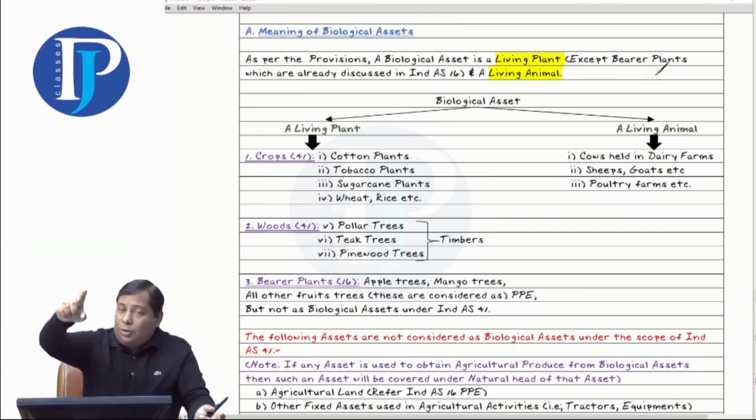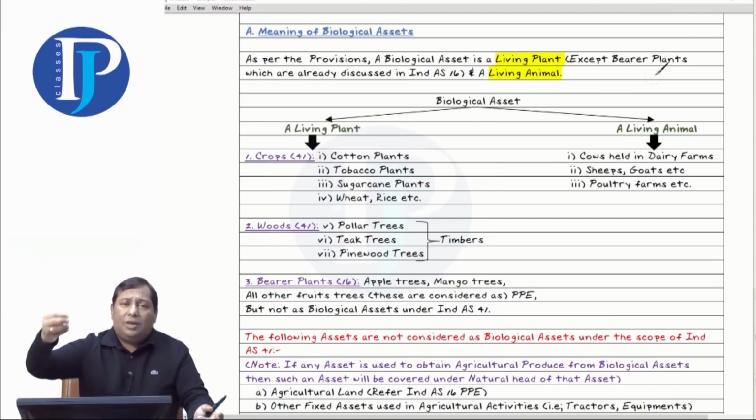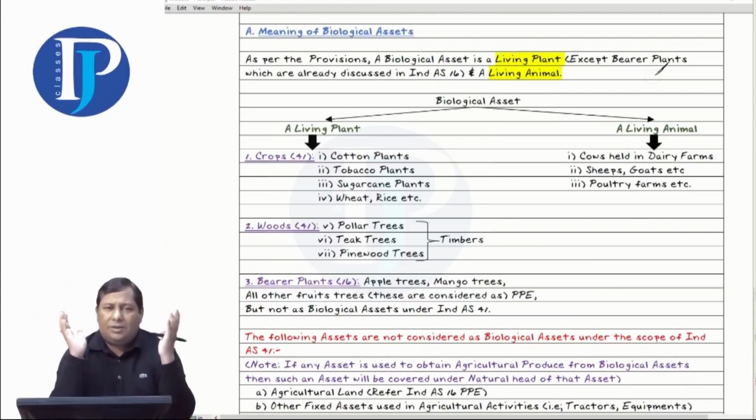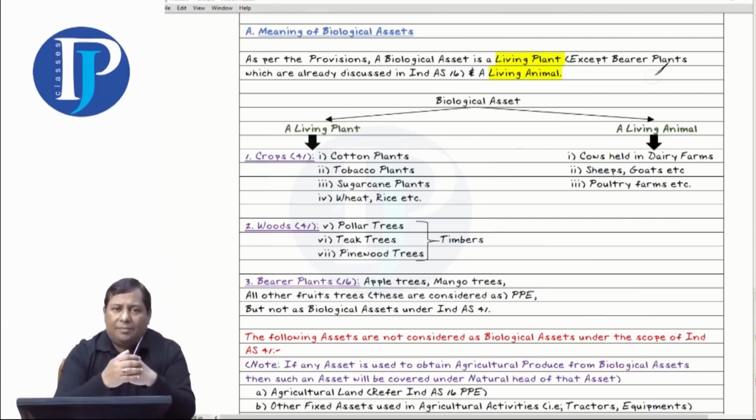So it is providing you agricultural produce in the form of apples, in the form of mangoes. Basically, it is providing you the fruits. It may either give you almonds or cashew nuts. And you all know their life is minimum 25 to 30 years if kept well maintained.